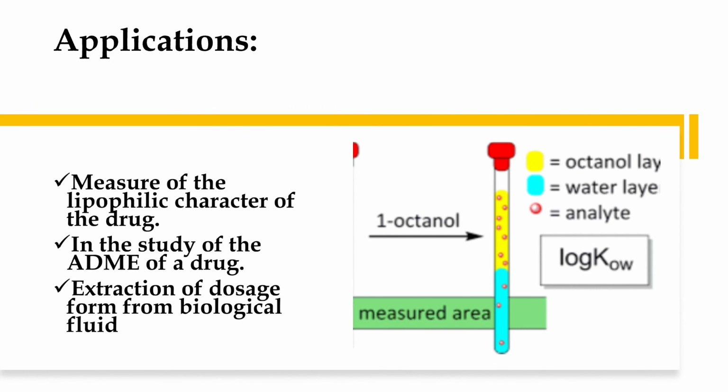So what is the application of calculating the partition coefficient? The partition coefficient is a measurement of the lipophilic character of the drug, and for any drug to have good absorption and be able to permeate biological membranes, it should have good lipophilicity. If a drug has a good partition coefficient, that means it will be better absorbed. This type of parameter analysis is required for ADME studies, that is absorption, distribution, metabolism and elimination. Also, the partition coefficient is required for the extraction of dosage form from biological fluids.